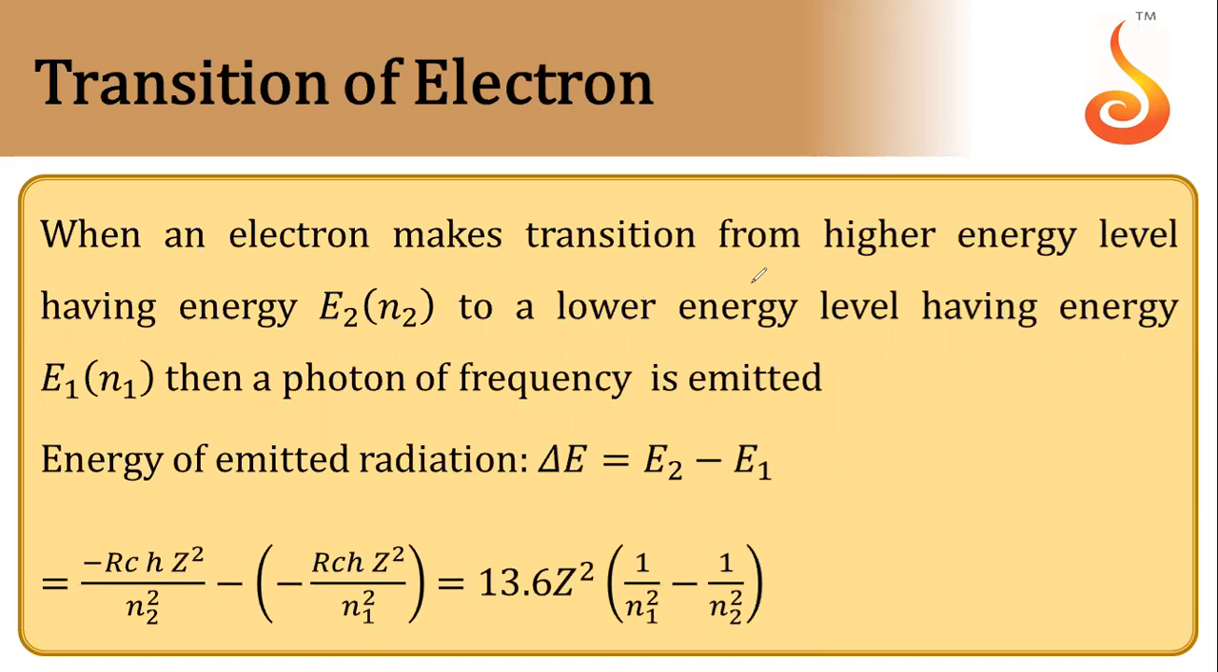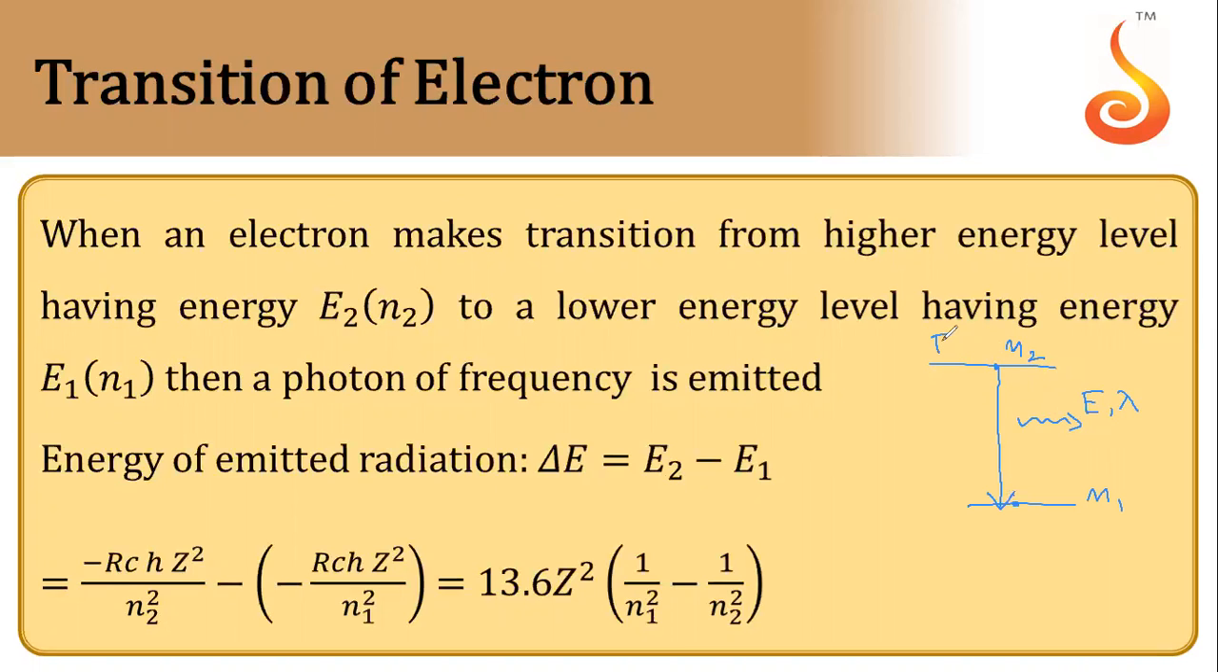Whenever an electron makes a transition from a higher energy level to a lower energy level, a photon of some frequency is emitted. Let's say initially the electron is at higher energy level N2, so it is in the N2th orbit. It moves to the N1th orbit. When it goes from N2 to N1 orbit, some photon will be released of, let's say, energy E and wavelength lambda.